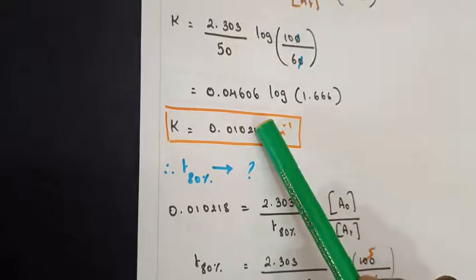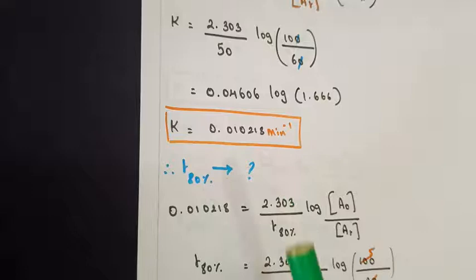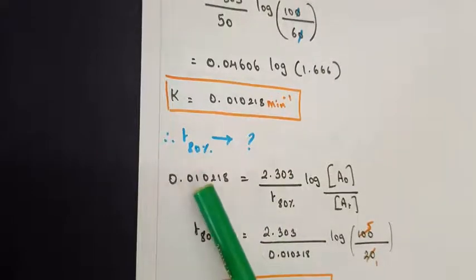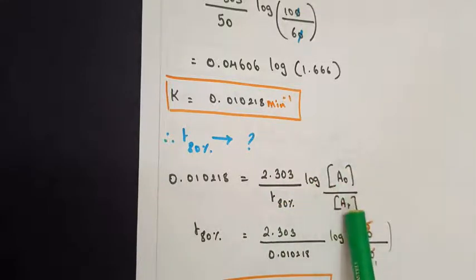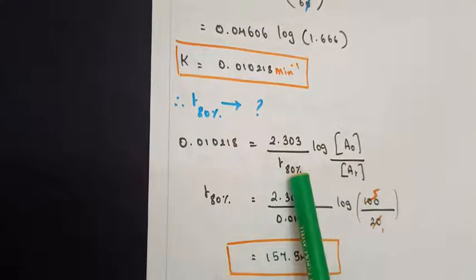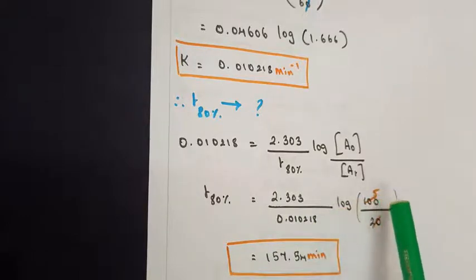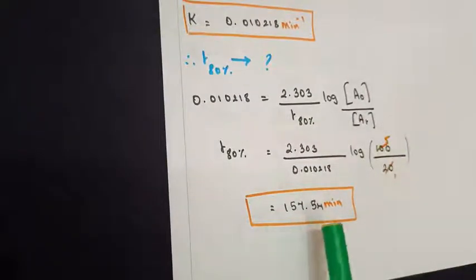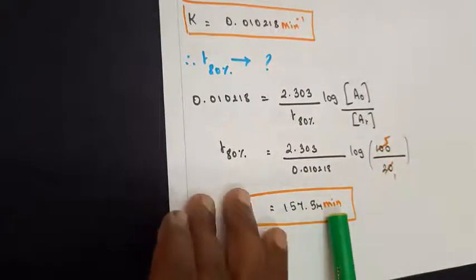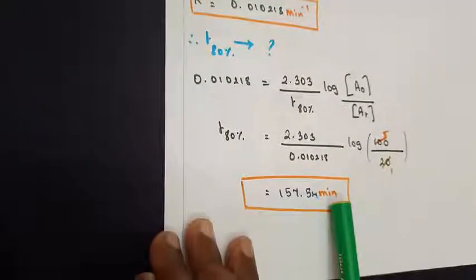Now making use of that value, you have to calculate for 80% completion what the time required is. That is 0.010218, the k value that you've got, equals 2.303 by t 80% log of a naught by a t. t 80% we are going to calculate. So interchange the place value, k value comes to the denominator. Log of 100 by 20. You know where I am getting this 20 from? Substituting, you get 157.54 minutes. When it is the rate constant, you write minute inverse; time only in minutes.